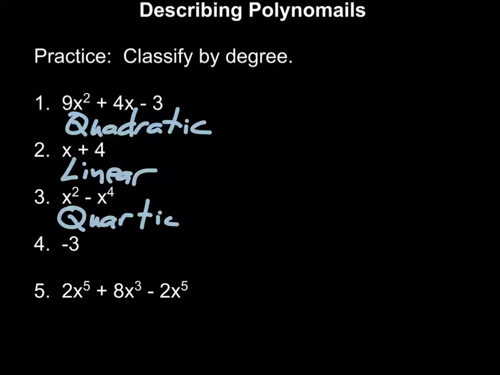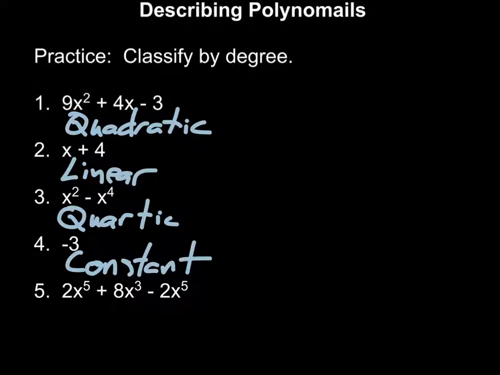Number 4, there is no x there. If the x is totally gone, what's the degree? It's degree 0, and so yes, we do call that constant. And it's called constant because notice that whatever we tried to say that x equaled, it would always equal a constant, -3. It would always equal the same thing.